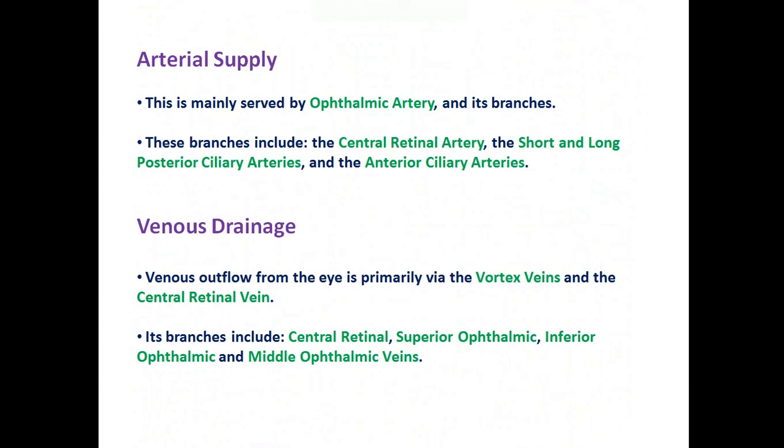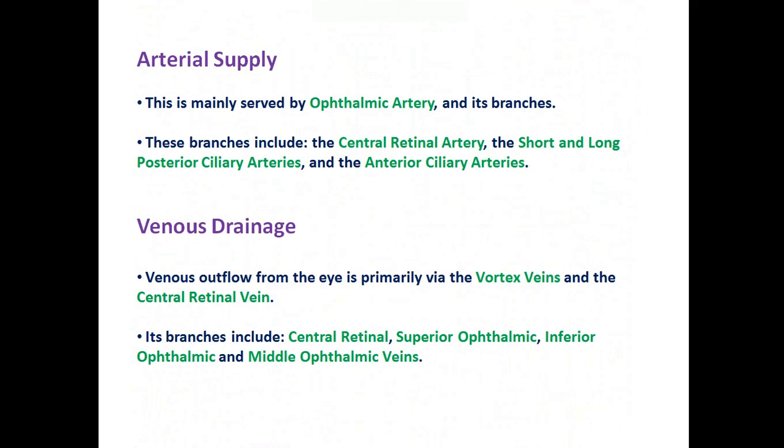Blood supply of the eye. Arterial supply. This is mainly served by the ophthalmic artery and its branches. These branches include the central retinal artery, the short and long posterior ciliary arteries, and the anterior ciliary arteries. Okay, now venous drainage. Venous outflow from the eye is primarily via the vortex veins and the central retinal vein. Its branches include central retinal, superior ophthalmic, inferior ophthalmic, and middle ophthalmic veins.